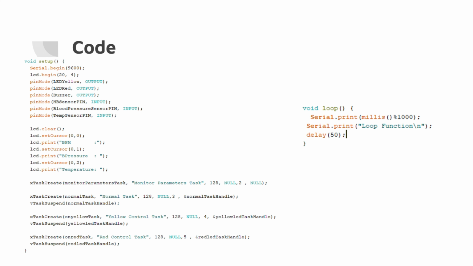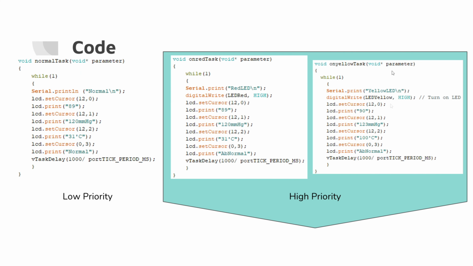So we can see that we set the high priority for the yellow control task and red control task. For the monitor parameter task, we put it at a lower priority, and the normal task is lower than those two, the yellow control task and red control task. This is high priority because if the condition of the patient is abnormal, this task will take action. So it will print the abnormal status on the LCD display, and it will print the value of the input. For the normal task, it just displays the normal value.